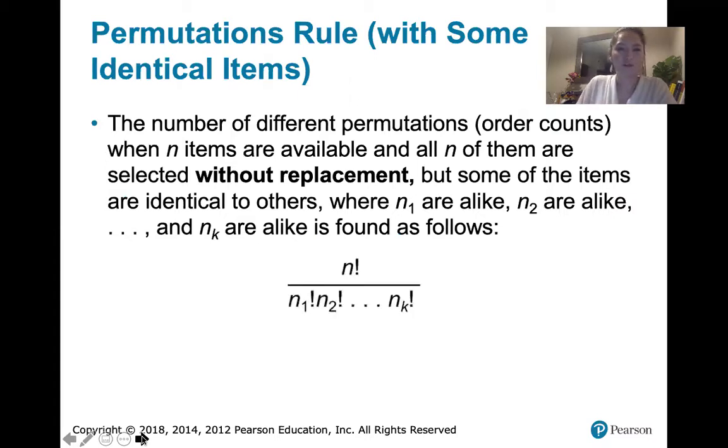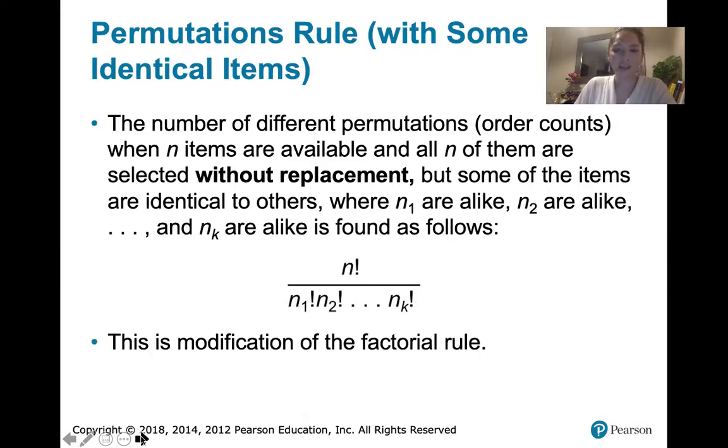First, you take the number of items you have, that's n, and you take its factorial. And then you divide that by n sub 1 factorial times n sub 2 factorial, all the way through n sub k factorial, where n sub 1 are alike, n sub 2 are alike, all the way through n sub k. Those are all alike. Now, you might think that there's not an intuitive reason for this, but there's actually a really great intuitive reason for this formula. This is just a modification of the factorial rule that takes into account that you've got some identical items. So we'll talk about that in the context of an example.